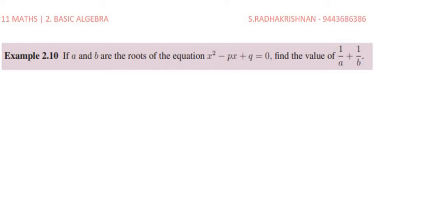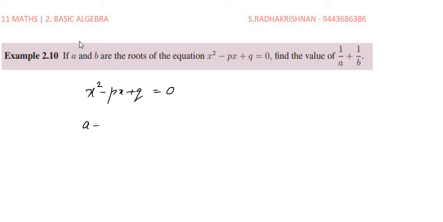ஓகே, இப்போ பாருங்க எக்ஸாம்பிள் 2.10. if a and b are the roots of the equation x square minus px plus q, find 1 by a plus 1 by b, right? இப்போ கொடுத்திருக்க ஈக்குவேஷன் நம்ம ஃபர்ஸ்ட் எழுதலாம். ஜஸ்ட் a 2 mark question. x square minus px plus q equal to 0. alpha and beta க்கு பதிலா a and b கொடுத்துருக்காங்க. அப்ப a and b எப்பவுமே நம்ம ரூட்ஸ் கொடுத்திருந்தாக்க find their sum and find their product. அதை யூஸ் பண்ணி தான் சம் வரும், ஞாபகம் வச்சுக்கோங்க.